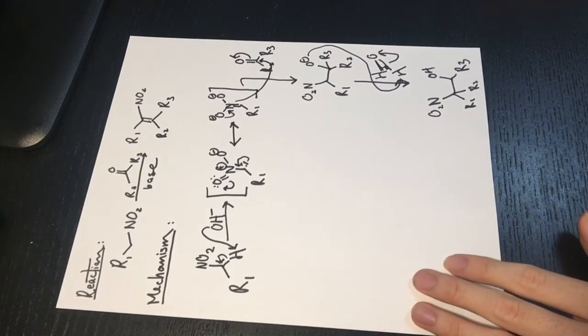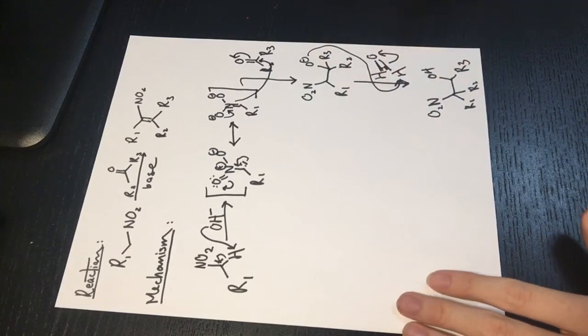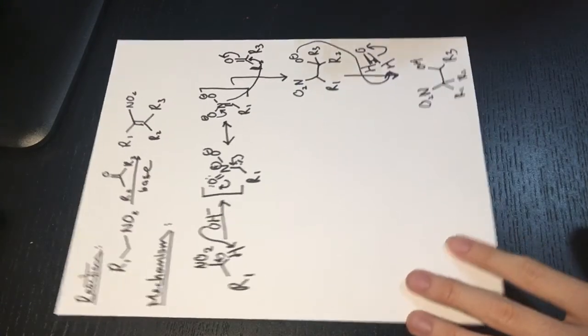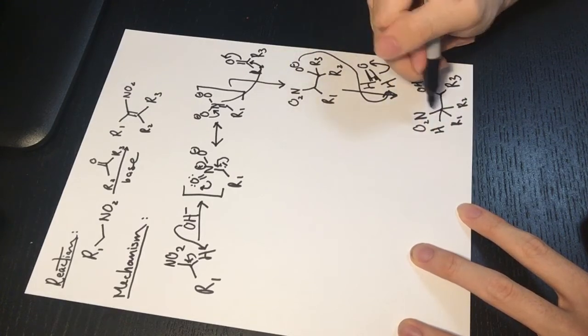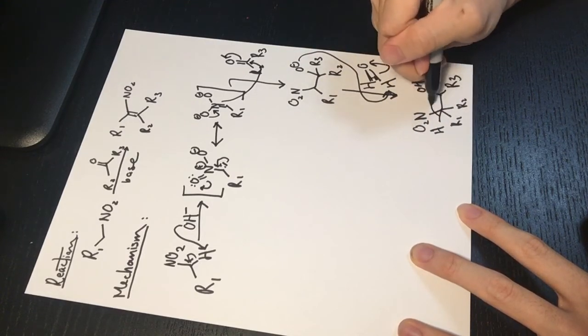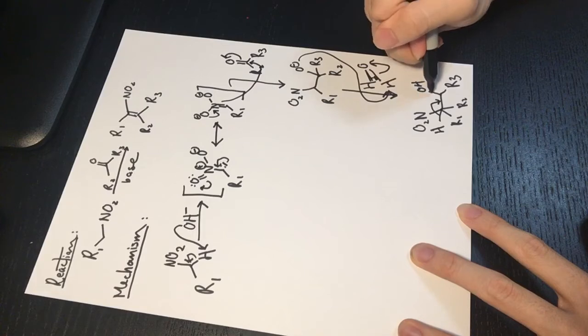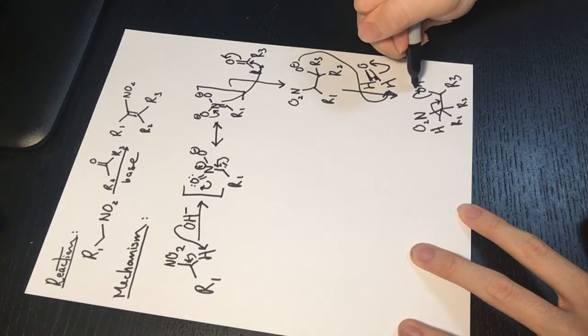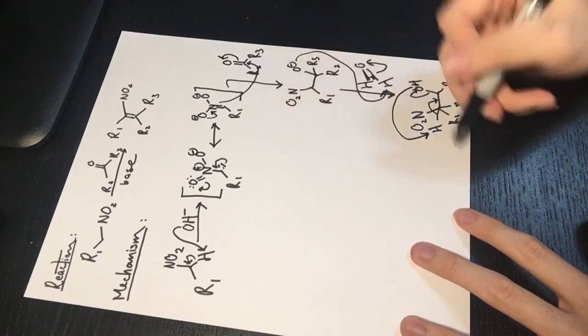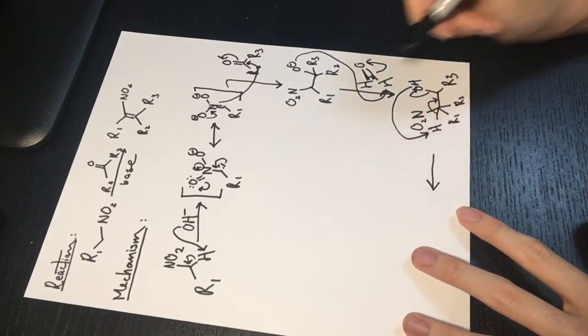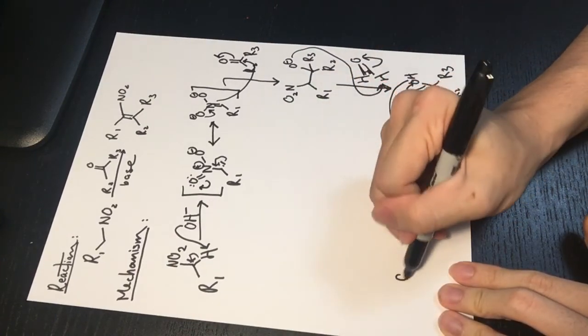And so what happens is basically dehydration, where water leaves and then you get a double bond. So the H here is going to leave, the bond's going to become a double bond here, and that leaves, and the O will pick up the new H. And so then we will have a nitroalkene with a water byproduct.